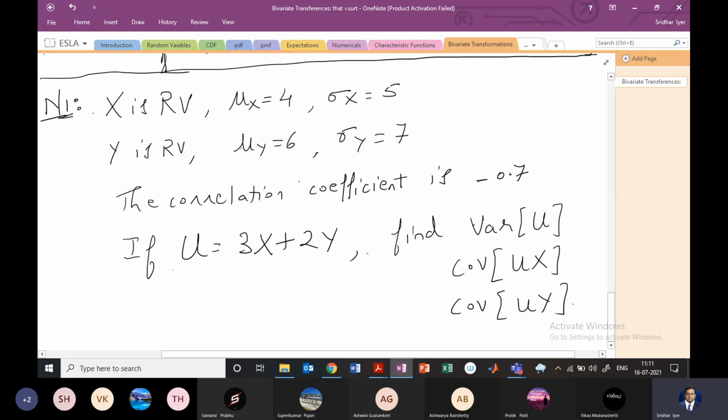Let me put in serial numbers so it will be clear to us, right? So we need to find variance of u, covariance of ux, and a third, covariance of uy, right? So looking at the question, we should understand that it's a case of transformation, because what we are given is x and y, that is the random variables, but we also are given another random variable u, which is in the form of 3x plus 2y, right? Okay. Now I've been repeating this, I'll repeat again. Whenever a question like this is given, always first note down what are the variables which are given to us, right?